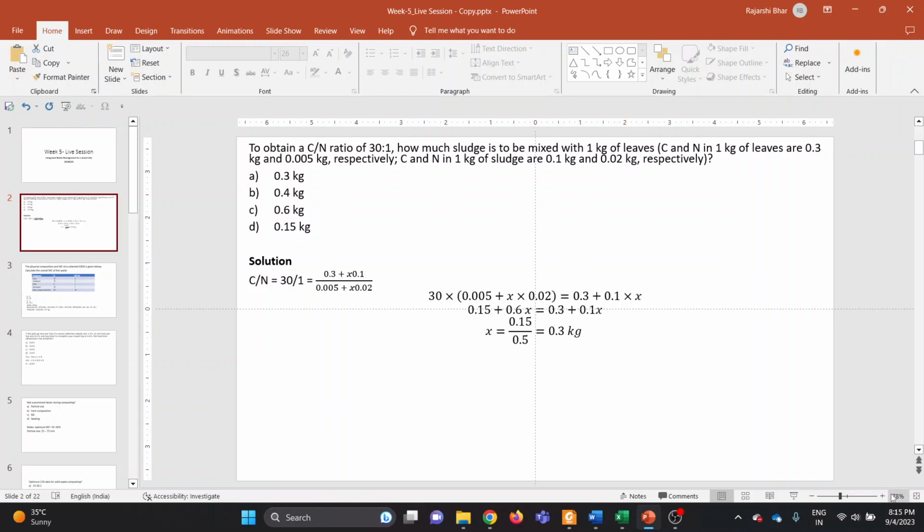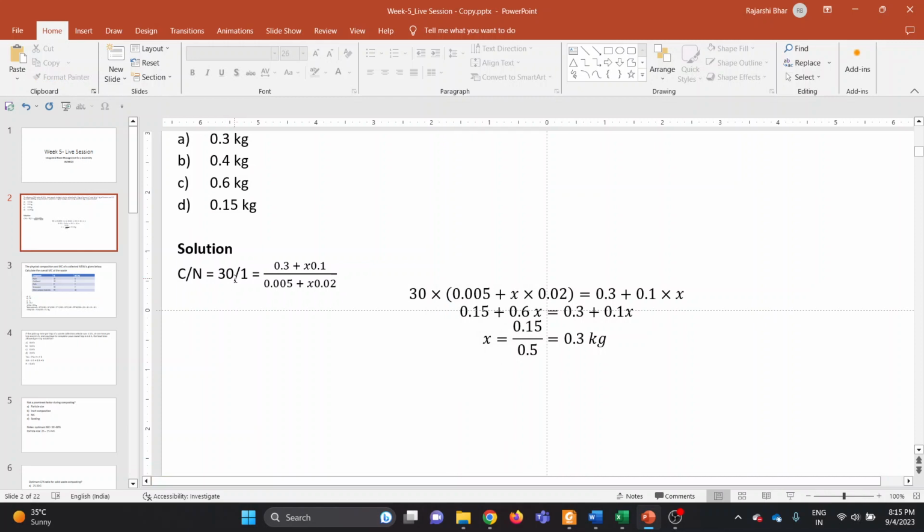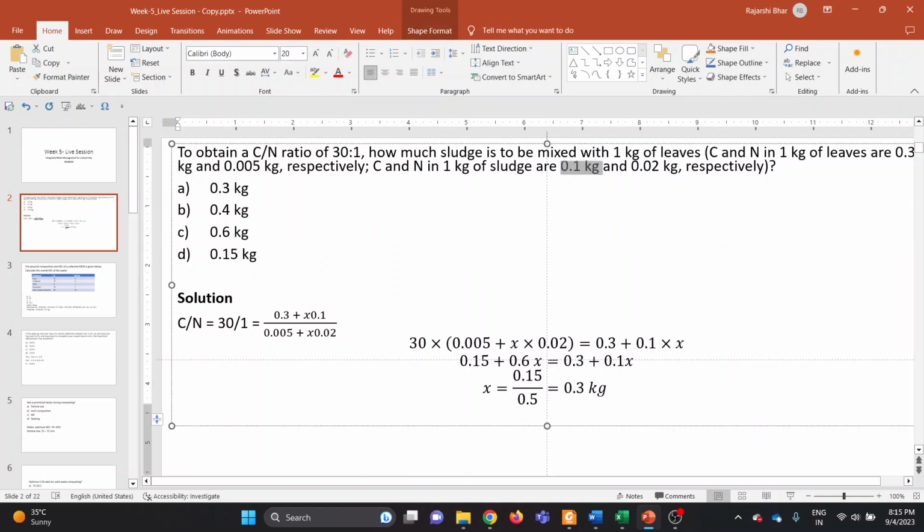So in this question you can see we assume the amount of sludge to be added as x. This equation we already found, C by N ratio 30 is to 1 given. So 0.3 kg carbon is there in 1 kg leaves, plus x is the amount of sludge, and in x amount of sludge there will be 0.1 times the carbon from this. Since there is 0.1 kg carbon in 1 kg of sludge, x kg of sludge will have 0.1 into x kg carbon. Similarly, the denominator is written in the form of the nitrogen content. Then solving this equation, we will get x is equal to 0.3 kg.